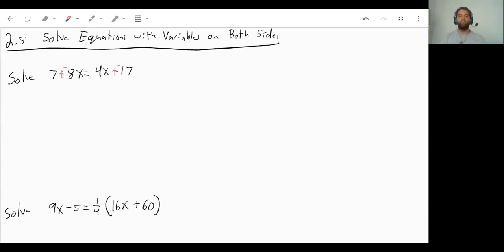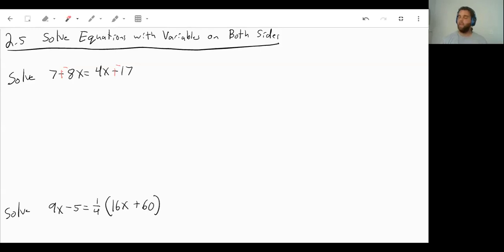The reason being is we're going to be doing a lot of moving stuff from one side of the equal sign to the other, and you need to make sure you don't lose those negative signs. And it's a lot easier to do that if you actually draw the negative sign out, as opposed to trying to leave it as a minus.